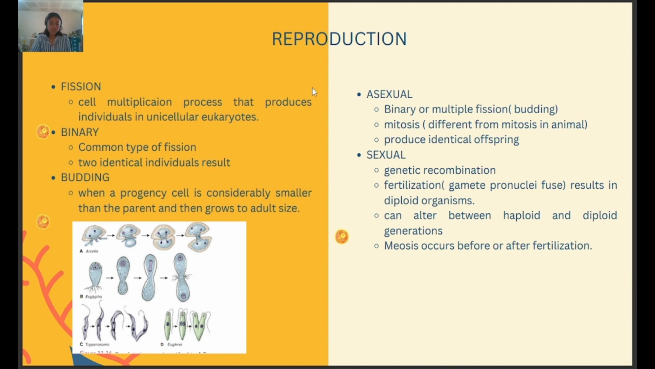Then let's go to sexual reproduction. Sexual reproduction occurs in most unicellular eukaryotes. You already know sexual reproduction, right? It requires two gametes or two parents. Fertilization of gametes results in diploid organisms, which can alternate between haploid and diploid generations. Meiosis occurs before or after the fertilization.